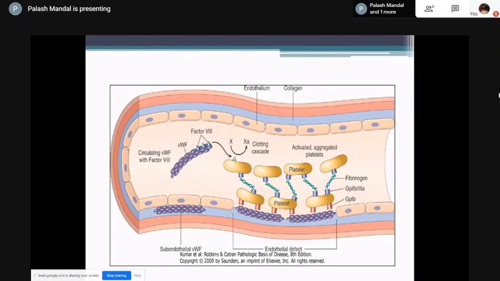This is the picture from Robbins. I am not going into details. You see basically the 2B, 3A, 1B, they are all important for platelet adhesion with the von Willebrand factor. You see, this is a macromolecule, multiple small molecules together forming this macromolecule of von Willebrand factor, which helps in the adhesion and aggregation of platelets with the endothelial wall. This is the vascular endothelium. These are the endothelial cells, and it helps in the adhesion of the platelet with the von Willebrand factor. This is the von Willebrand factor shown individually.